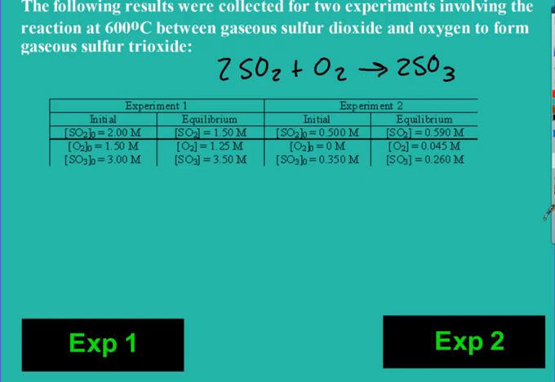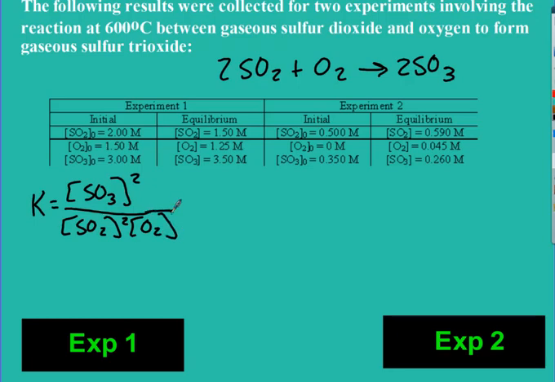So on this problem, they want you to calculate the equilibrium constant for experiment 1 and experiment 2. So step 1 is you need your equilibrium expression. So go ahead and pause the video and write your equilibrium expression. That's what you should have gotten for your equilibrium expression. Now you've got to look at experiment 1.